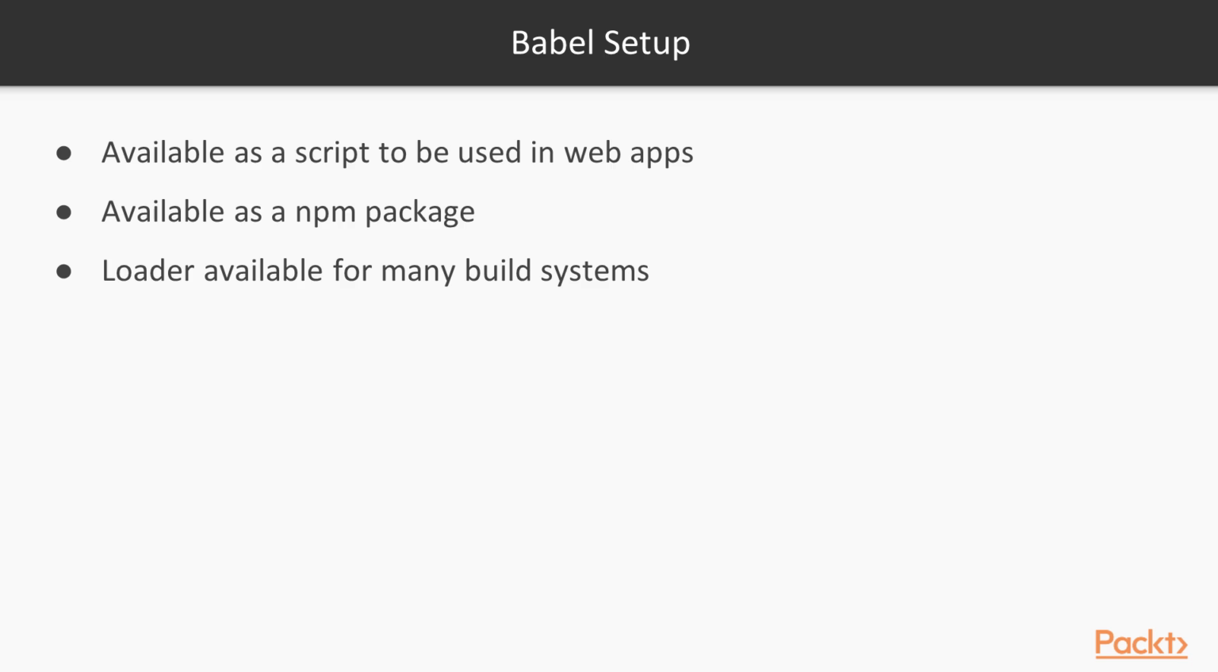Babel is also available as an npm package, so whether you are building modern web applications or you're on a Node environment, you can use Babel's npm package and then use it in your build systems. Babel also provides what are called loaders for many build systems. These loaders make it possible for you to pick up your JavaScript files, transform them to ES5 or ECMAScript 5 during the build time, and then package them.